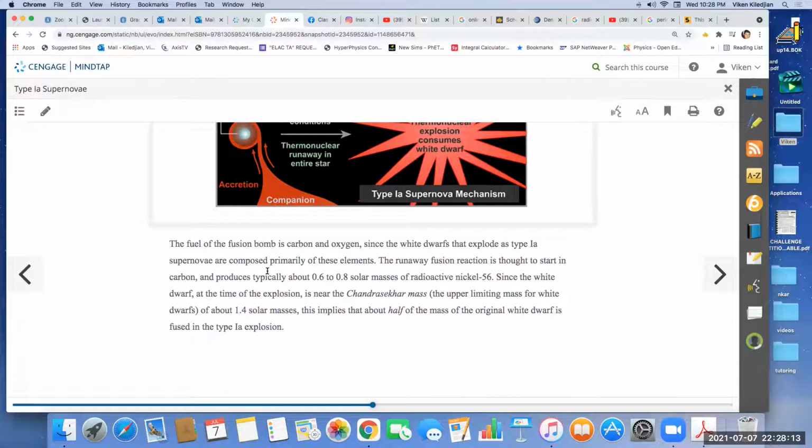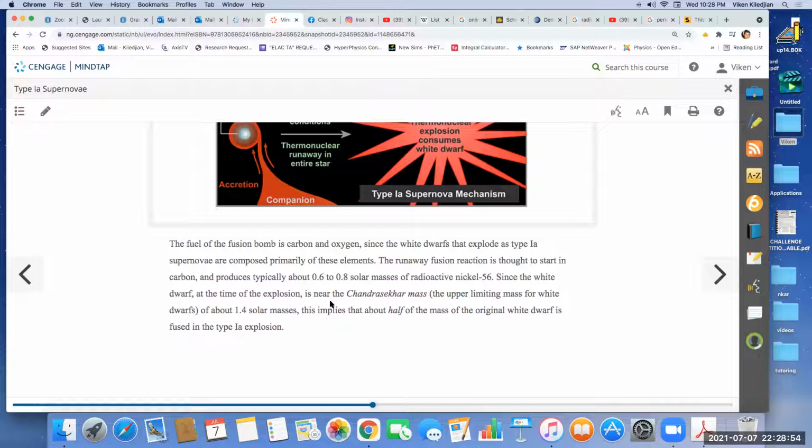The runaway fusion reaction is thought to start in carbon and produces typically about 0.6 to 0.8 solar masses of radioactive nickel. So this is all the chemistry behind what's exploding. Since the white dwarf at the time of the explosion is the Chandrasekhar mass, the upper limiting mass for the white dwarf of about 1.4 solar masses, this implies that about half of the mass of the original white dwarf is fused in the type 1a explosion.